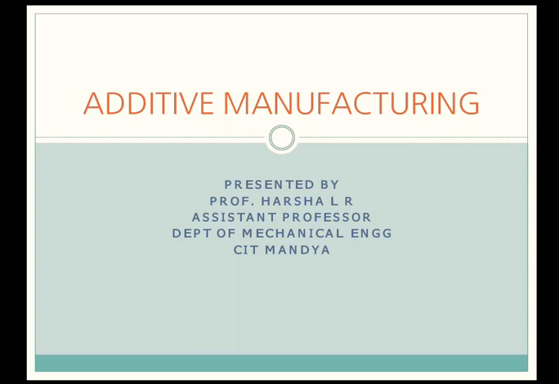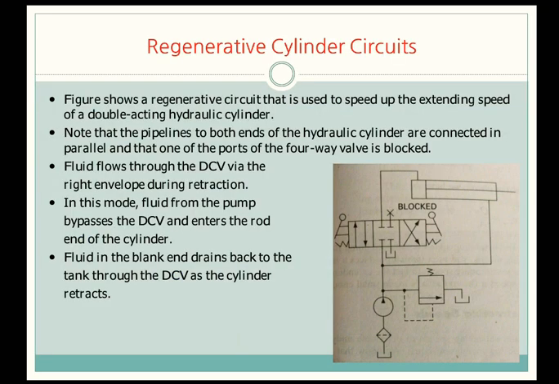Dear students, today we shall discuss the next type of hydraulic circuit, that is the regenerative cylinder circuit. Here in the figure you can see that one port is blocked. It consists of a directional control valve with three different types of arrangements. We can note that the pipelines to both ends of the hydraulic cylinder are connected in parallel and that one of the ports of the four-way valve is blocked.